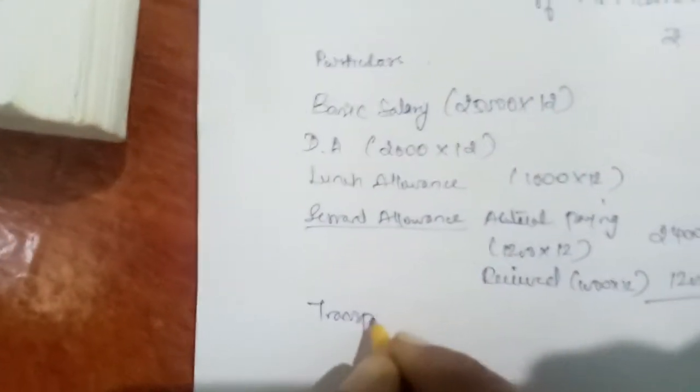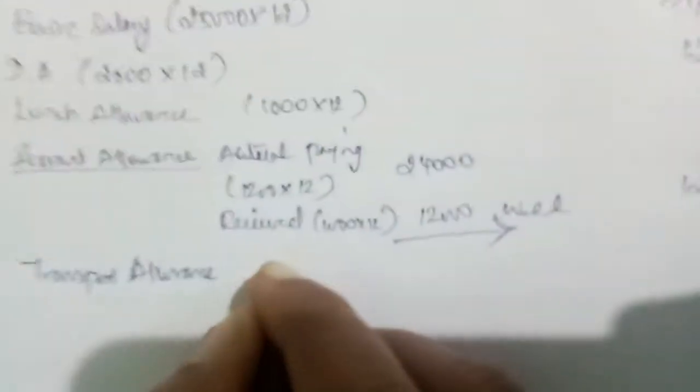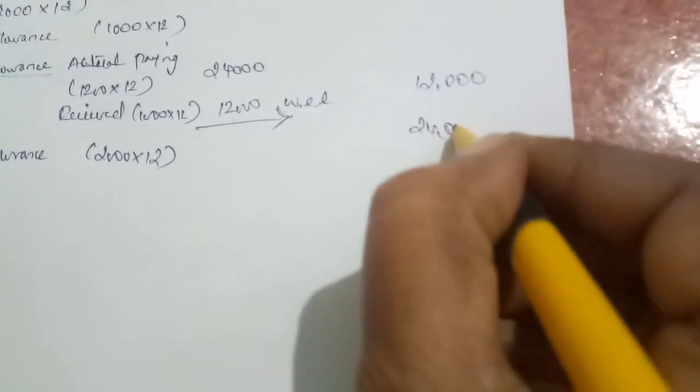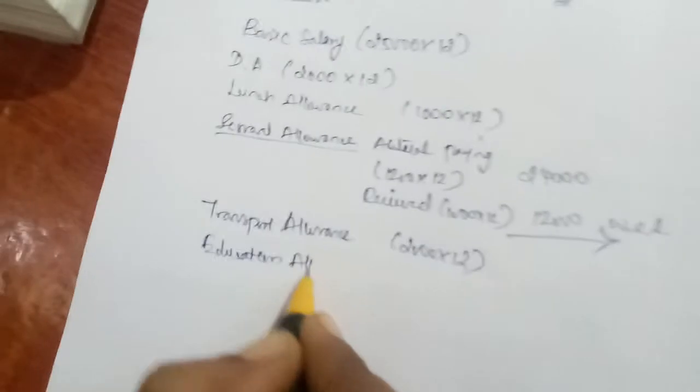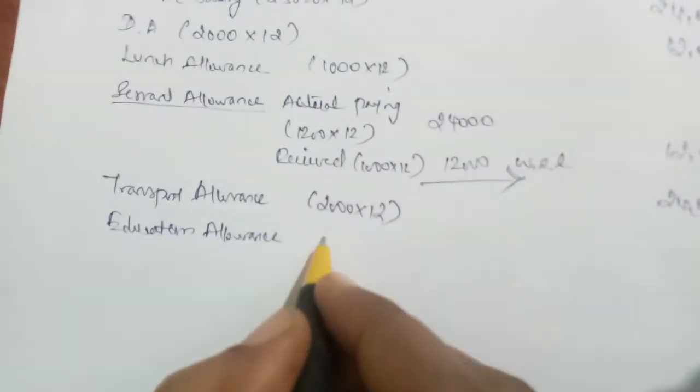Next one, transport allowance. Transport allowance 2,000 per month. How much he spent is not given. So we are taking 24,000 as fully taxable. And education allowance, we have provisions in education allowance. He is spending for 3 children 200 each per month.